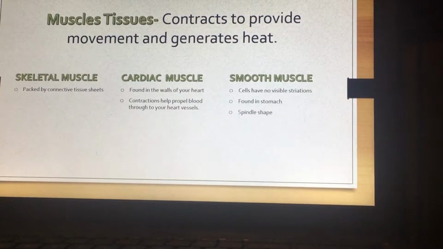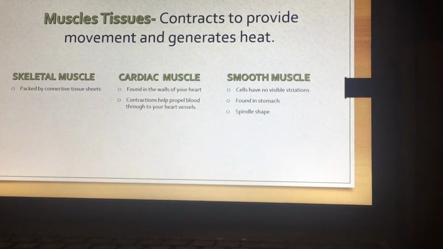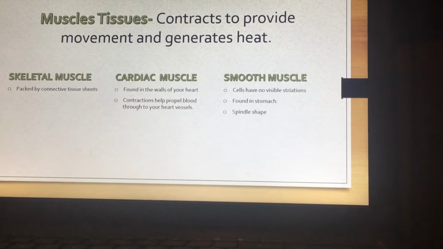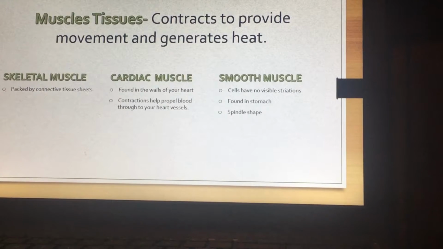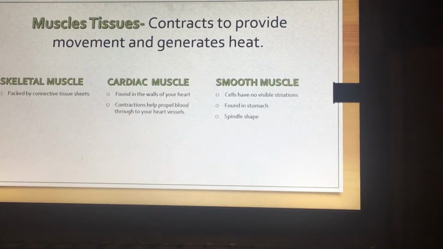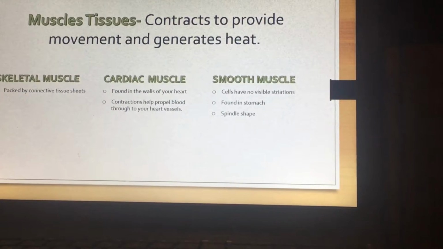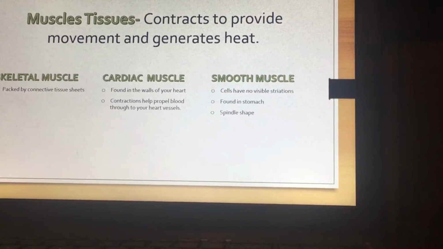Muscle cells help to contract and provide movement. Skeletal muscles, cardiac muscles, and smooth muscles. Skeletal muscles are packed by connective tissue sheets. Cardiac muscles are found in the heart walls, and smooth muscles have no visible striations.